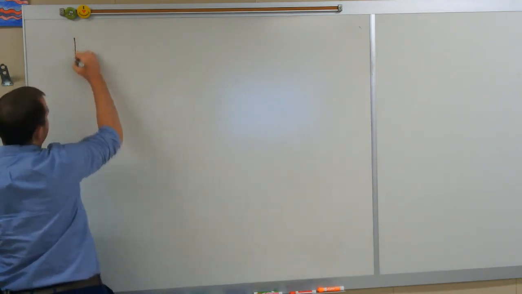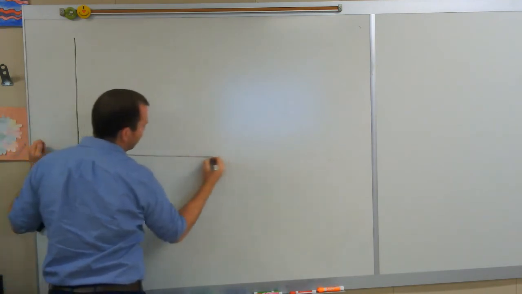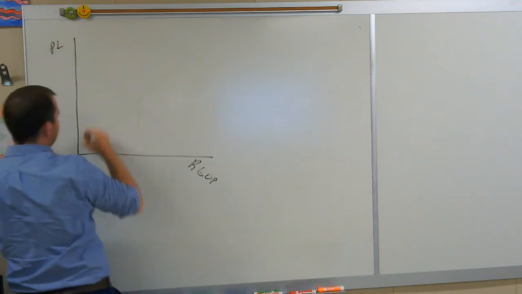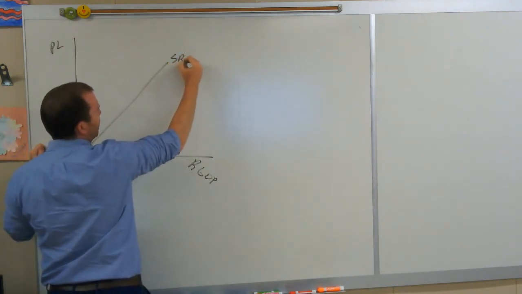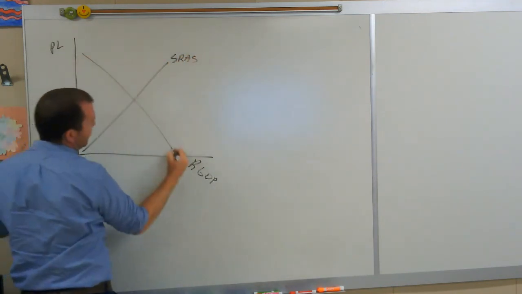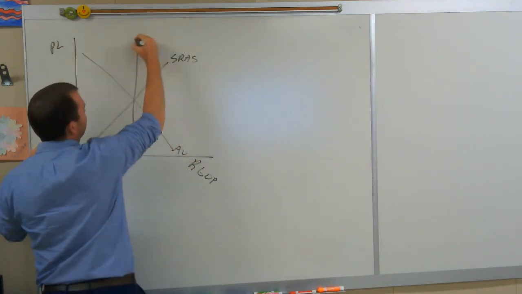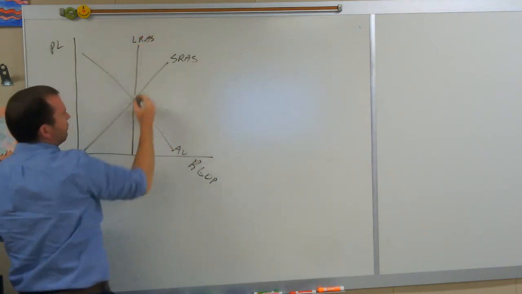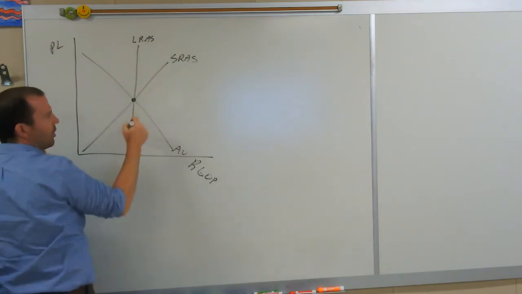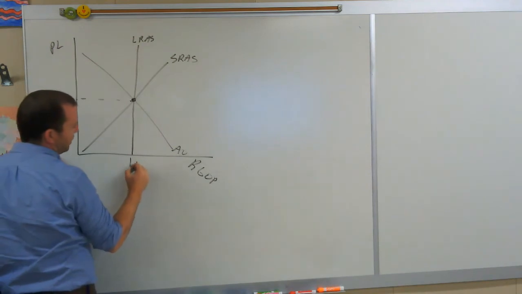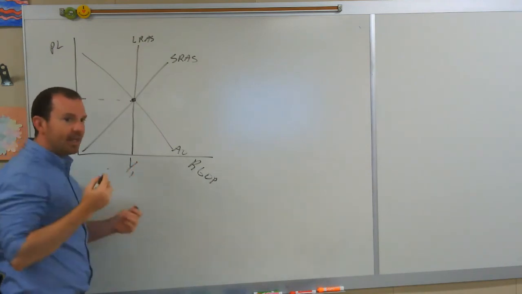So we're going to start out the same place that we did before, at long run equilibrium. So we've got real GDP, price level, short run aggregate supply, and aggregate demand. And where the three curves intersect with long run, okay, we're at long run equilibrium. All three curves intersect there, right? So our price level is right here at PL1, and our output is right here at Y1. Again, same thing as before.